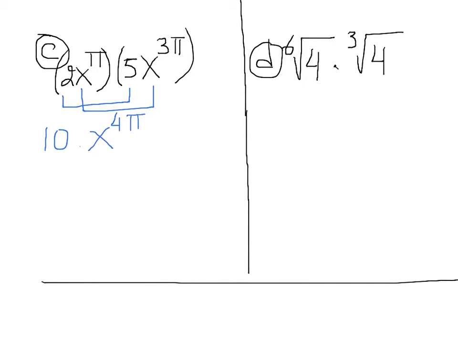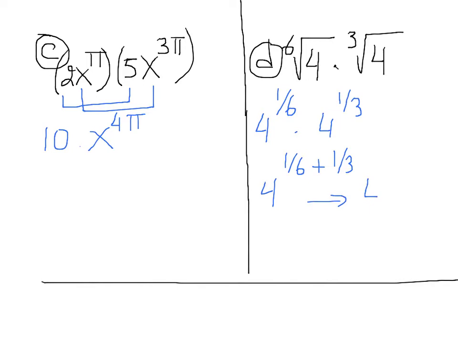This problem, part D, the best thing to do is switch them to rational exponents. 4 to the 1/6 times 4 to the 1/3. I need you to add the exponents, which is 1/6 plus 1/3. Get a common denominator, and you will get 4 to the 1/2. 4 to the 1/2 is the same thing as the square root of 4, and the square root of 4 will give you simply a 2.